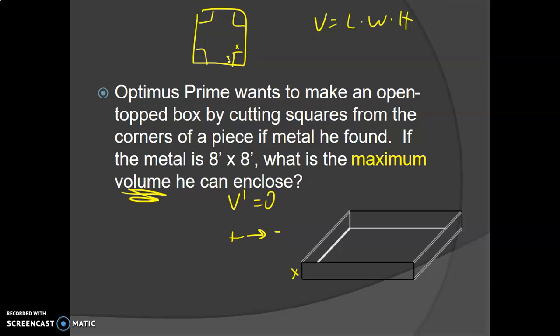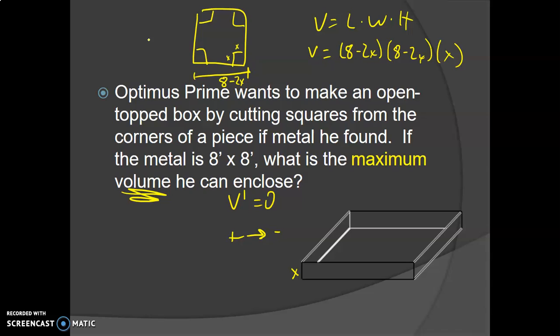Now, the way you set this up, it's going to go up a distance of x, because we're cutting out x from the corners, and then the length and the width are both going to be 8 minus 2x, because you've cut out the x from each corner. So you'd say 8 minus 2x times 8 minus 2x times x. We want to maximize the volume.